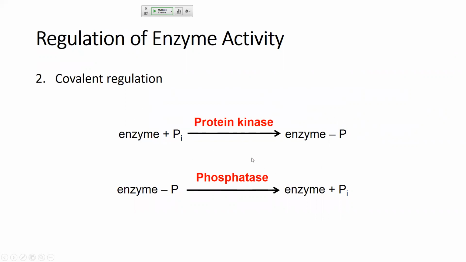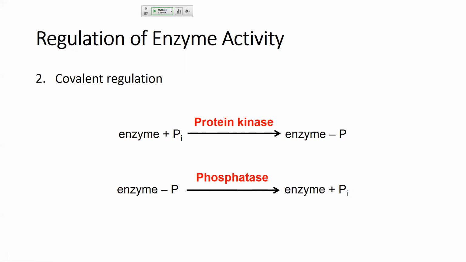This can occur in the reverse. A phosphatase is the enzyme that will cleave or break this covalent bond between the enzyme and the phosphate. What we'll get at the end is that regulated enzyme and the phosphate group split off.